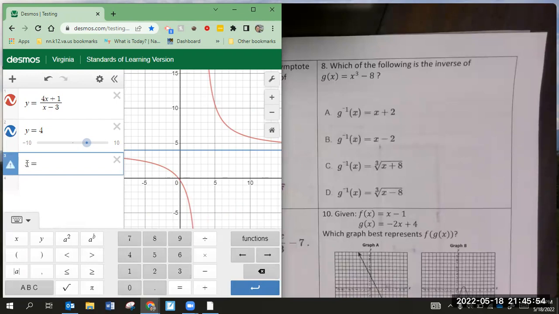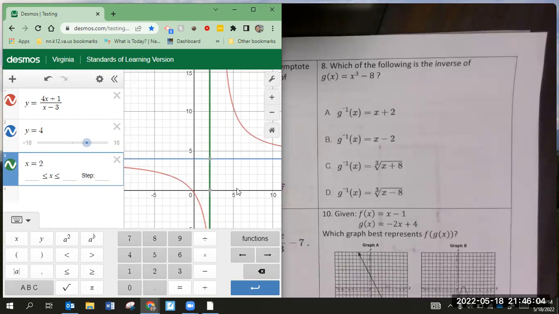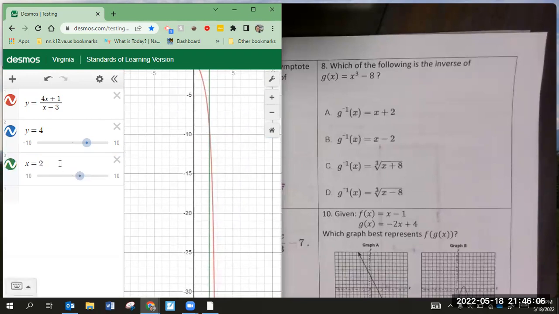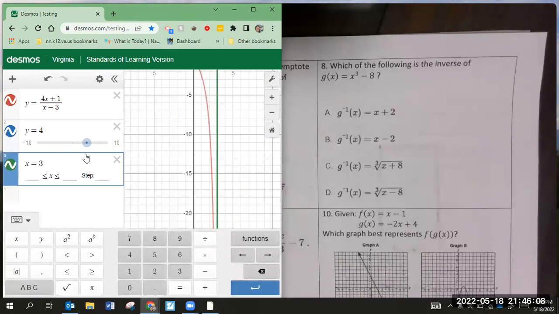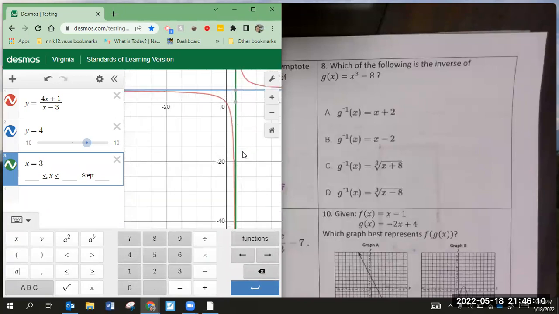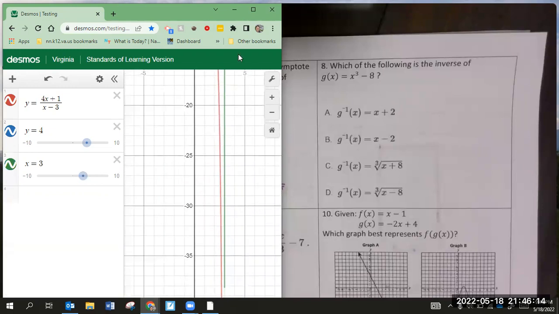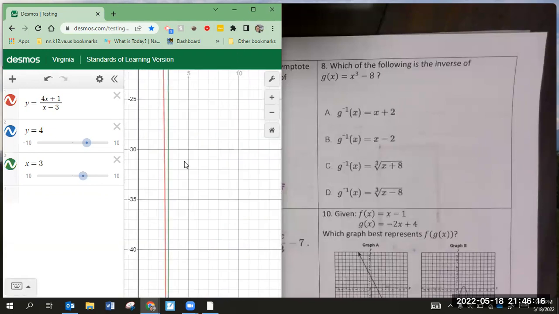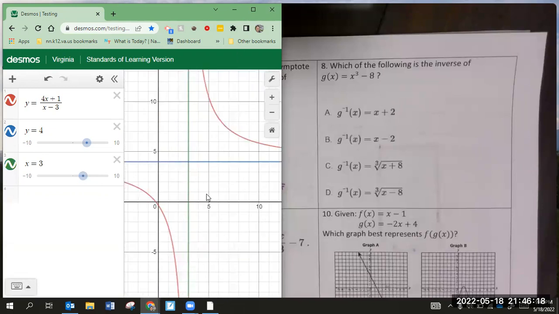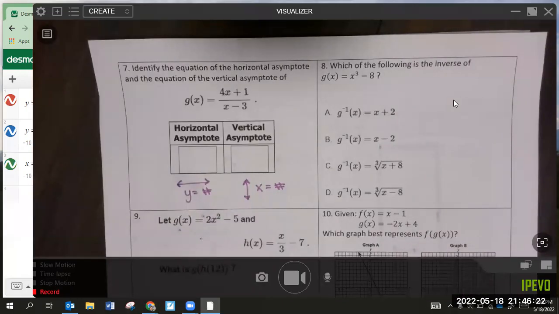Okay, if we picked x equals -1, that is on the asymptote. It's intersecting my function right here. So what if we picked, I don't know, 2? Again, looks pretty good, but crosses my function. So maybe not 2. What about 3? 3 looks good. There we go. So my two asymptotes here are y equals 4 and x equals 3.